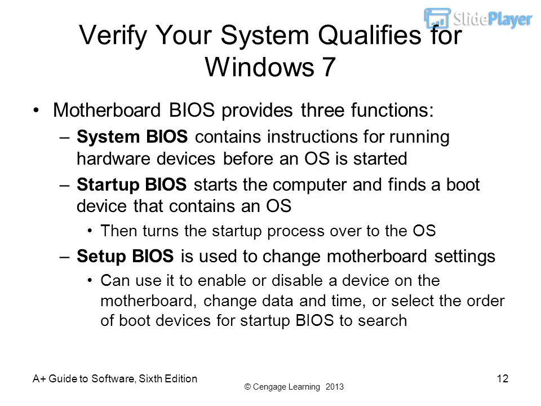Verify your system qualifies for Windows 7. Motherboard BIOS provides three functions. System BIOS contains instructions for running hardware devices before an OS is started. Startup BIOS starts the computer and finds a boot device that contains an OS, then turns the startup process over to the OS. Setup BIOS is used to change motherboard settings. You can use it to enable or disable a device on the motherboard, change the date and time, or select the order of boot devices for startup BIOS to search.